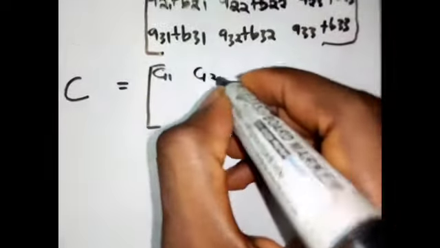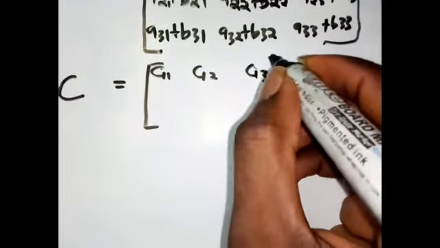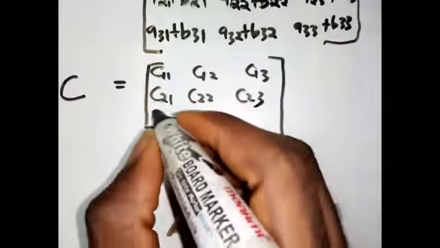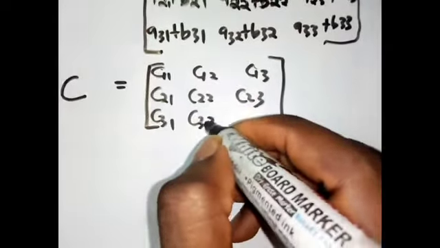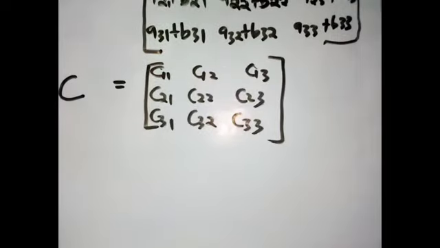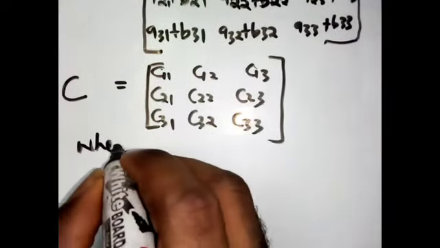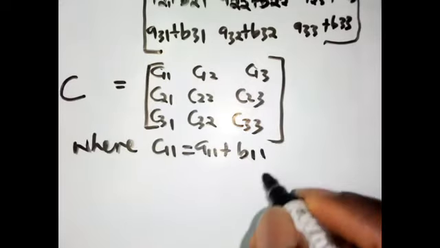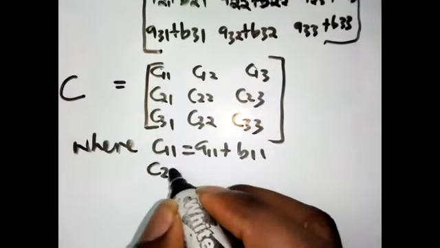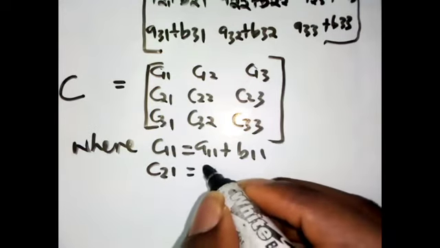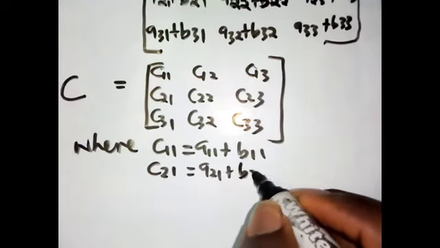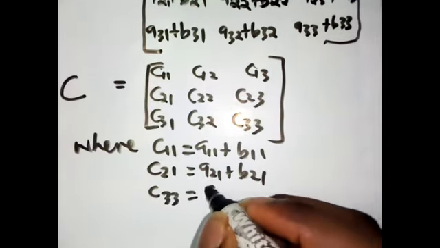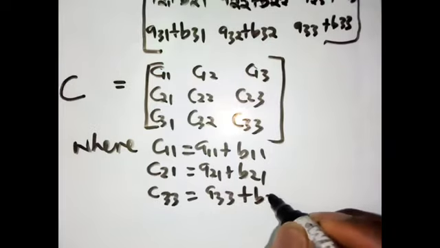C is equal to C11, C12, C13, C21, C22, C23, and C31, C32, and C33, where our C11 equals A11 plus B11, and our C21 equals A21 plus B21, and our C33 equals A33 plus B33.